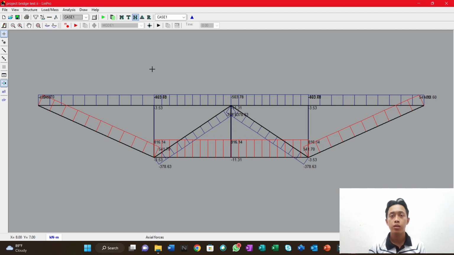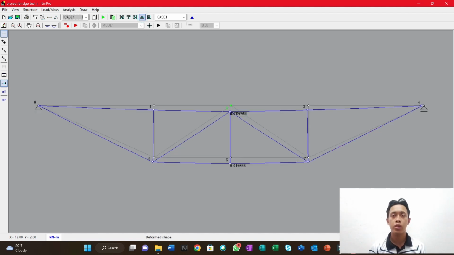Okay, from this Limpro also, the maximum deflection is located at the center span, which the value is 0.017536 meters or 17 millimeters downward. Okay, so I think that's all from my part. So thank you.